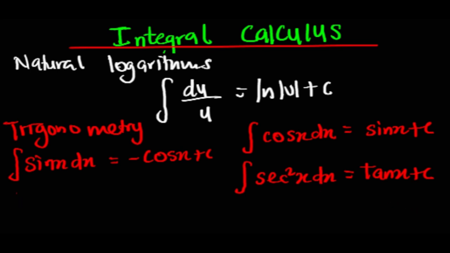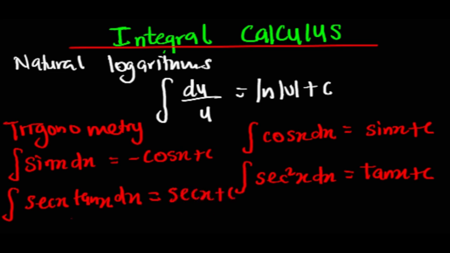Then if you are given the integral of sec x tan x dx, this is going to give you sec x plus c. Take note of this. We are having sec x tan x, then you're going to have it to be sec x plus c, because you're going to use substitution method.